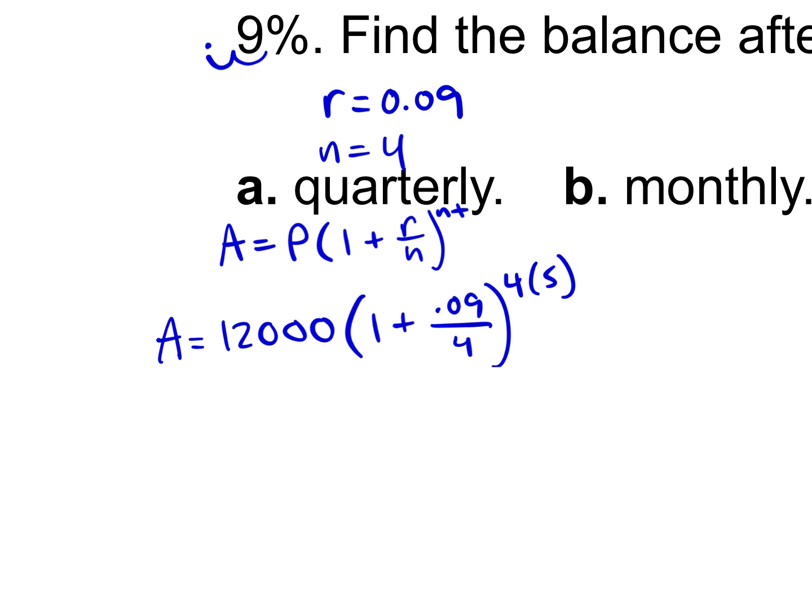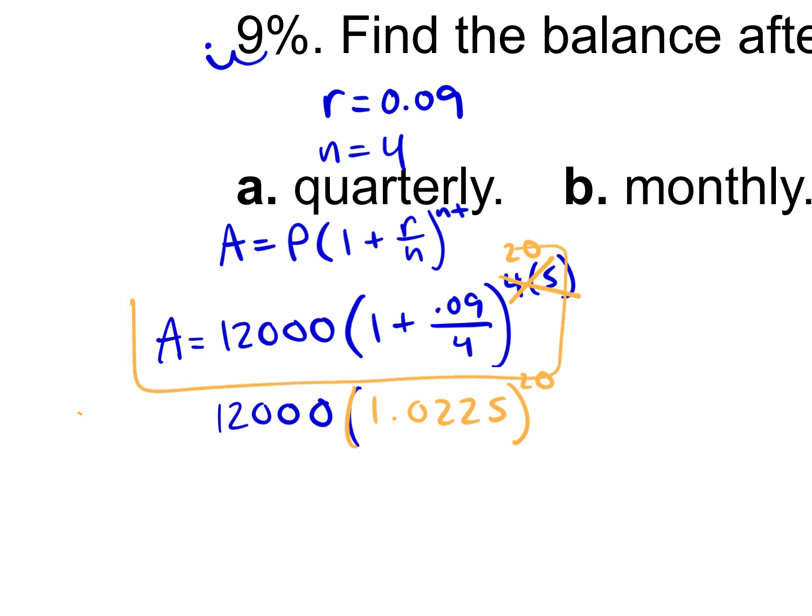Practice makes perfect. I like to do the exponent first, so I'm going to change 4 times 5 to be 20, and then I'll do inside the parentheses, so 0.09 divided by 4 plus 1 would be 1.0225 to the power of 20. You can just keep every step in your calculator. You really don't have to write anything down. Just make sure you write down what you're putting in the calculator. I need to see the formula.